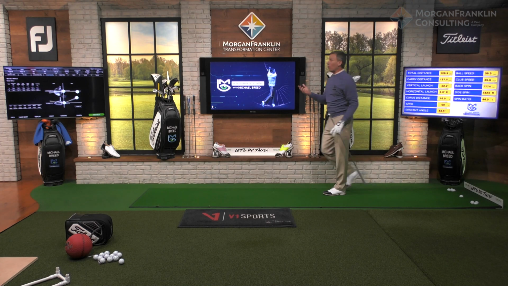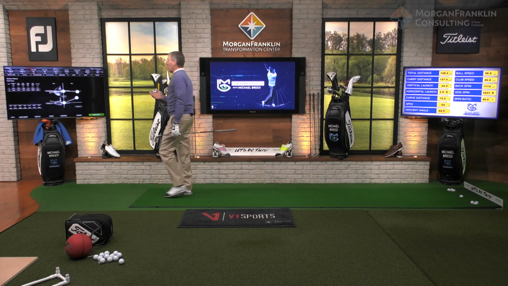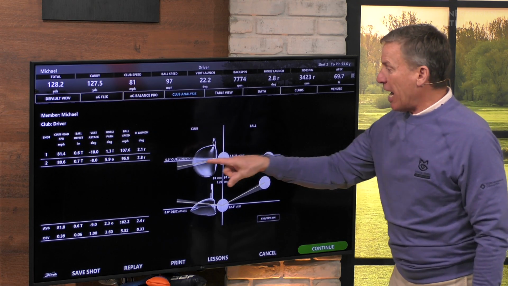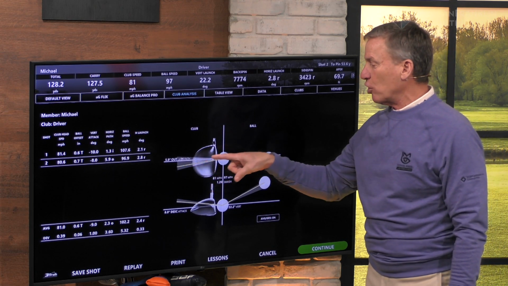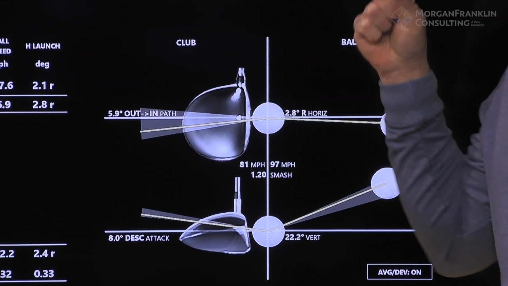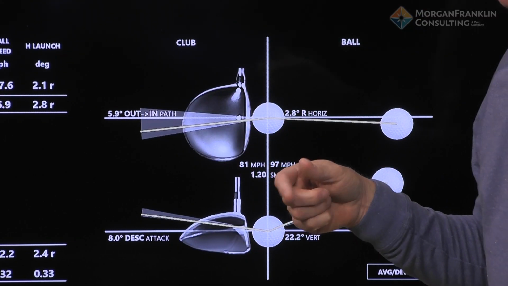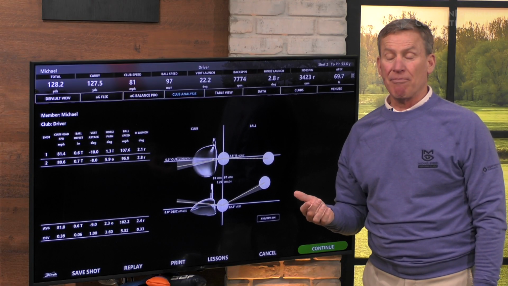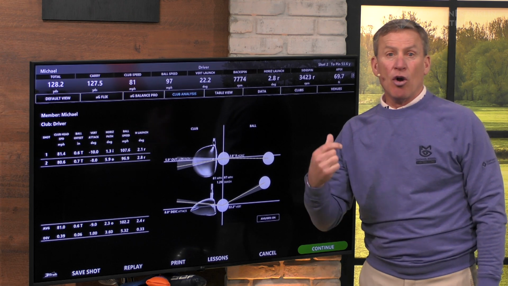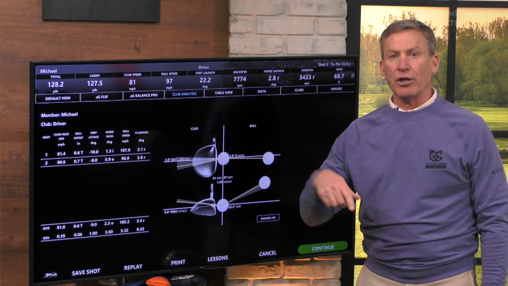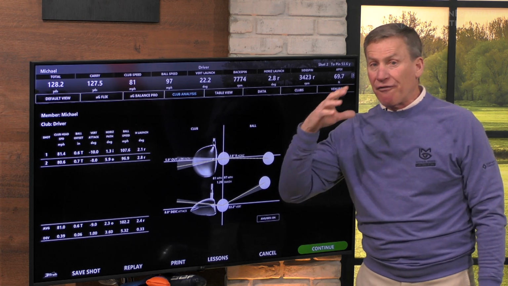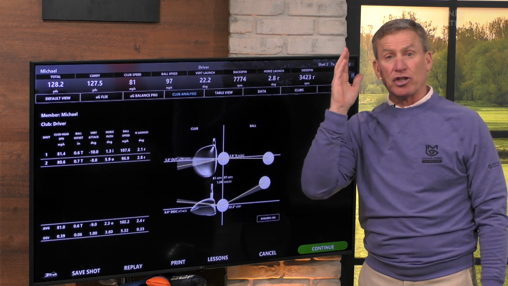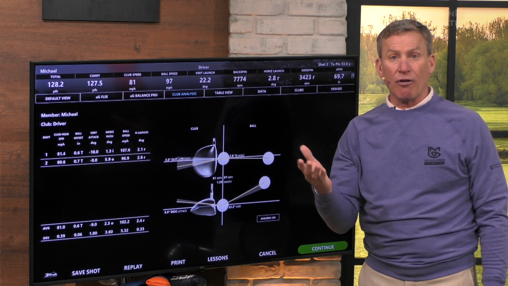Now, let's look at what we got out of this path. And remember what I said to you, I was aiming to the left. That path is 6 degrees to the left. That ball started 3 degrees to the right. That tells you how open that club face is. And so when you start trying to figure out whether you're over the top or whether you're under the top or whatever it is, the first thing you got to do is look at what goes on with the start line of the golf ball and the curve of the golf ball.